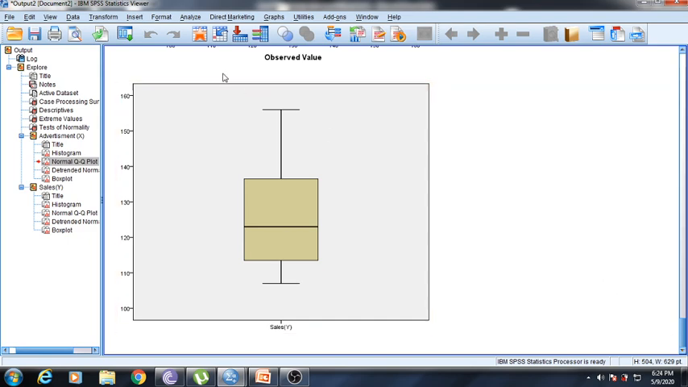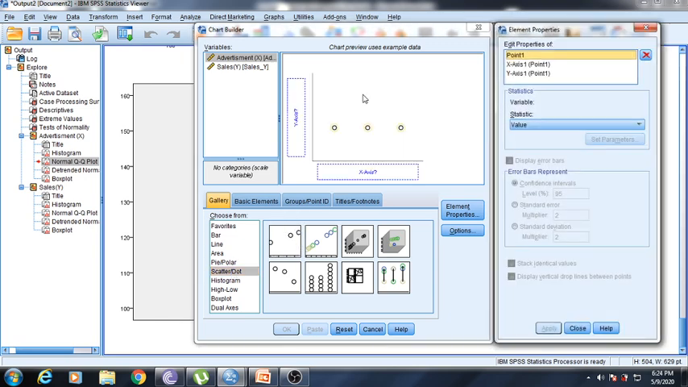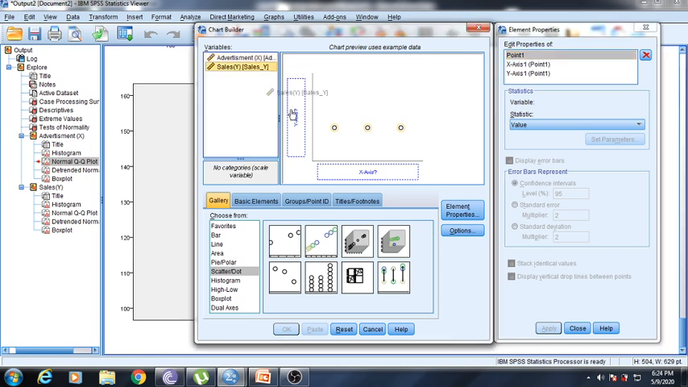Okay. Now we will go to the graphs. In Graphs we will go to Chart Builder, and then we will select scatter plots and drag it here, and then we'll take sales on this axis and advertisement on this, and then OK.